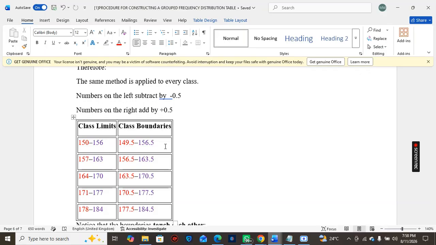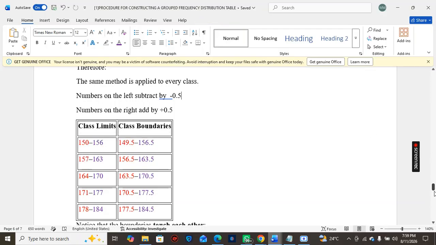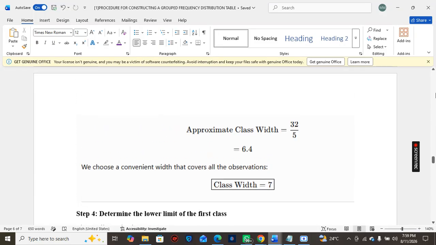Remember the first thing: just look at two classes, look at the upper limit of one class and the lower limit of the other class, subtract them, then divide by 2. That's how we got these 0.5s here. So now, let me get the numbers here.